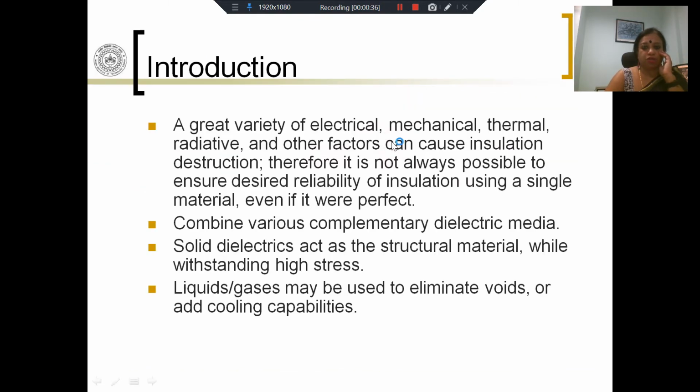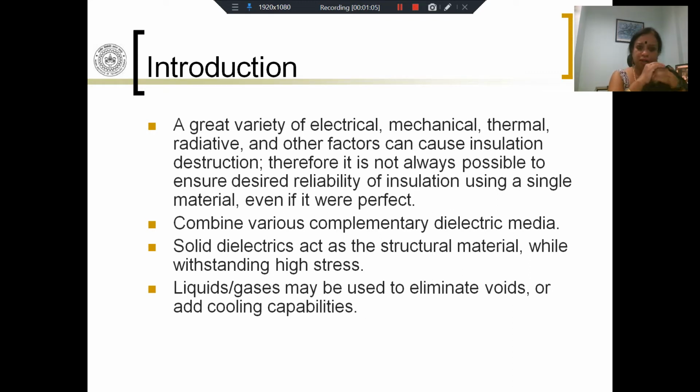When I talk about composite insulation, there can be two kinds. First is where you have a gaseous medium with a solid or a gas or a liquid, and the other kind is where you have the same kind of medium but two different materials. So a solid with a solid, a liquid with a liquid, or a gas with a gas. So this is also an example of a composite insulation.